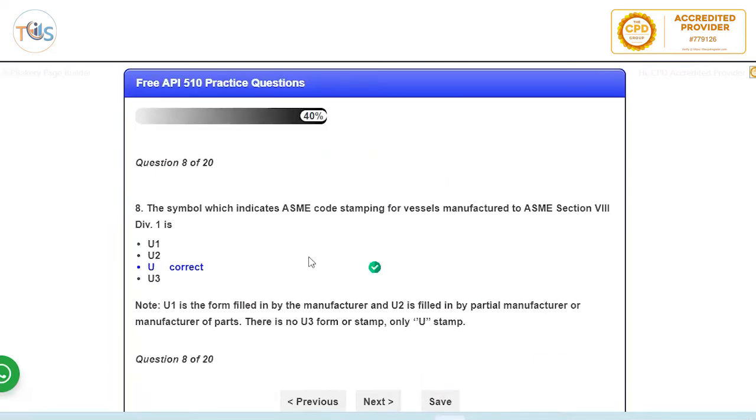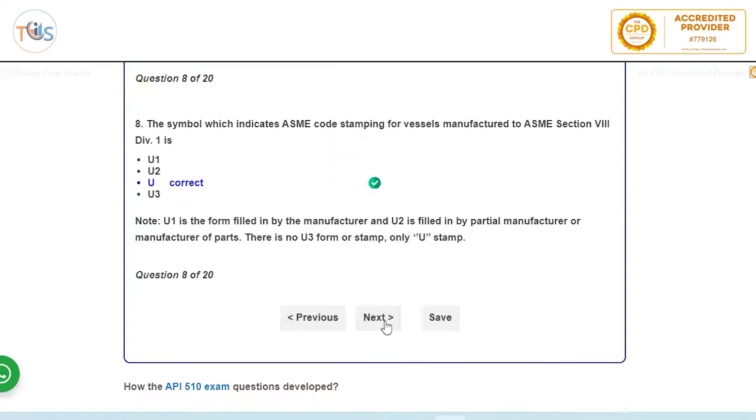Symbol which indicates ASME code stamping for vessel manufactured to ASME Section 8 Division 1 is U stamp. So U1 is the form that the manufacturer fills in for the vessel, and U2 is for the part manufacturer. We have no U3, and it's always U stamp.